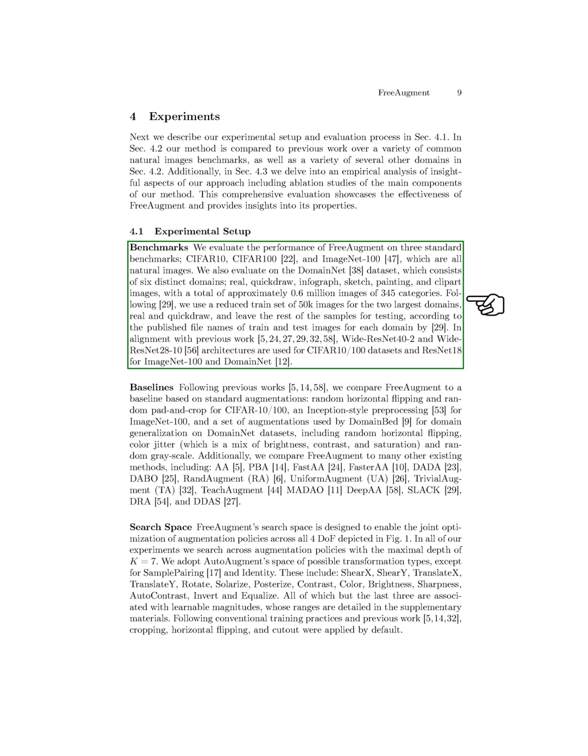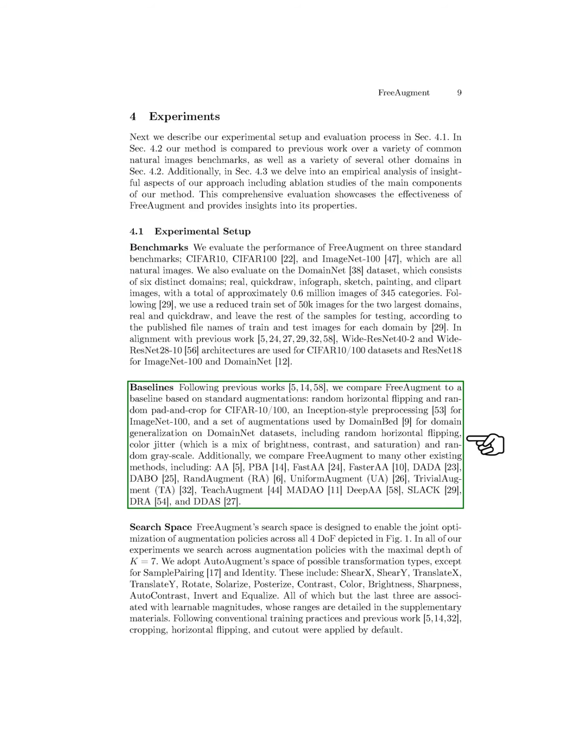Section: Baselines. In this section, we compare FreeAugment to a baseline that uses standard augmentations, such as random horizontal flipping and random padding and cropping for certain datasets, along with inception-style preprocessing for others. We also include various augmentations used for domain generalization, like color jitter, which adjusts brightness, contrast, and saturation, and random grayscale. Additionally, we compare FreeAugment to several existing methods, including AA, RA, Uniform Augment, TA, MADAO, SLAC, DRAW, and others.